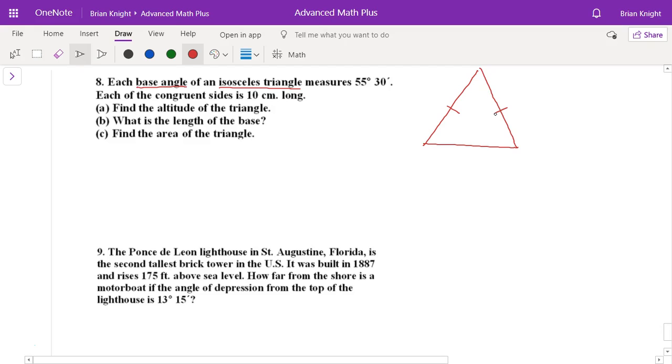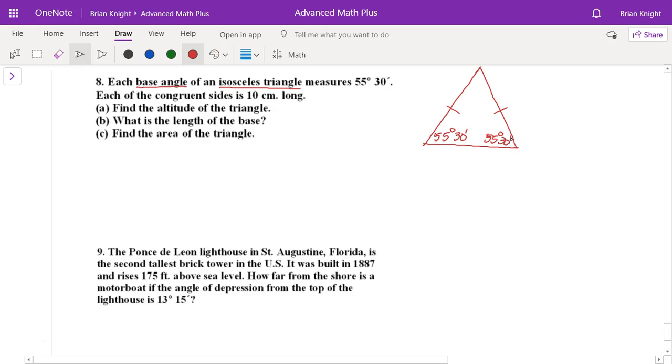It says the base angle is 55 degrees, 30 minutes. Which angles are the base angles? The ones at the bottom, at the base. So this is 55 degrees, 30 minutes, and this one is also 55 degrees and 30 minutes, okay? Anybody remember what that top angle is called? The vertex angle. Very good. That is the vertex angle.